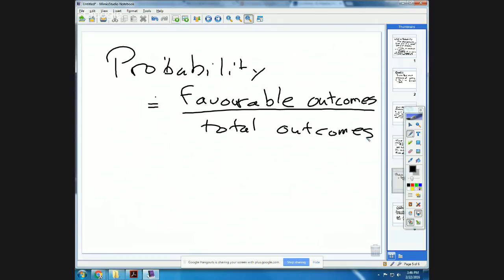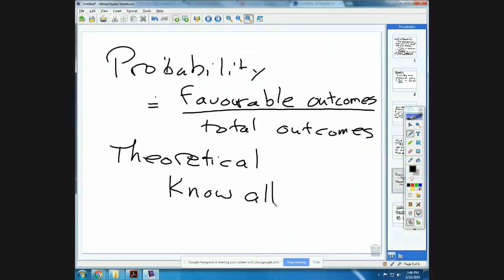This is usually referred to as a theoretical probability. For something to be a theoretical probability, you have to know all aspects of the situation. And knowing everything is a pretty rare feat. Know all aspects.